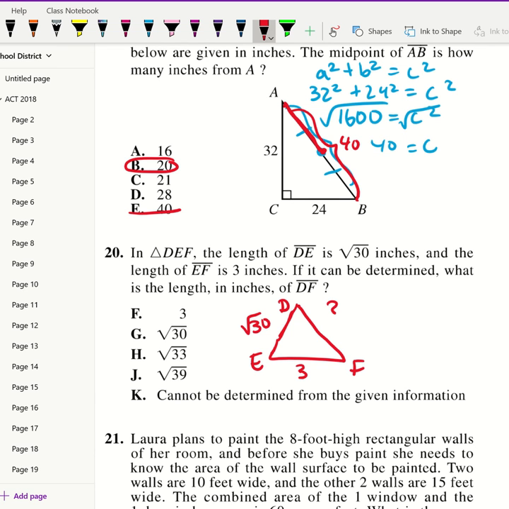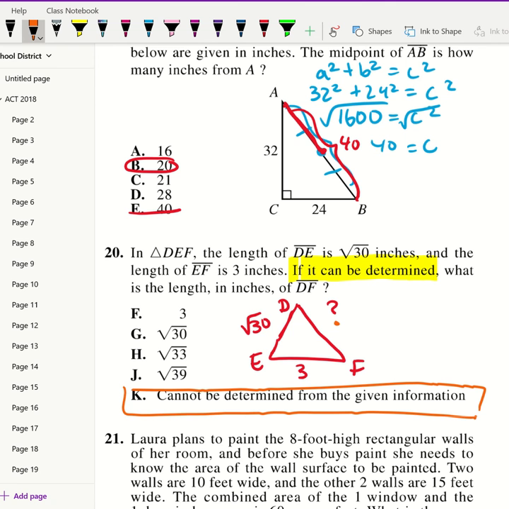This is a really unusual question, and the fact that it mentions that it may not be determined should make you very suspicious that maybe this problem cannot be done. And in fact, in this situation, it cannot be done. We would need to know what type of triangle this is in order for us to complete the problem. For example, if it were a right triangle, we could use the Pythagorean theorem, but since we don't know if it's a right triangle or not, we can't use the Pythagorean theorem. So we get stuck, and K is the best answer we can get.